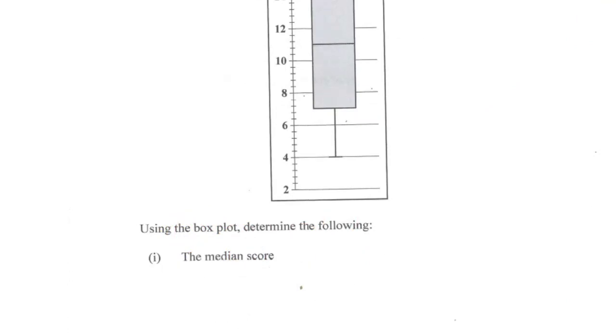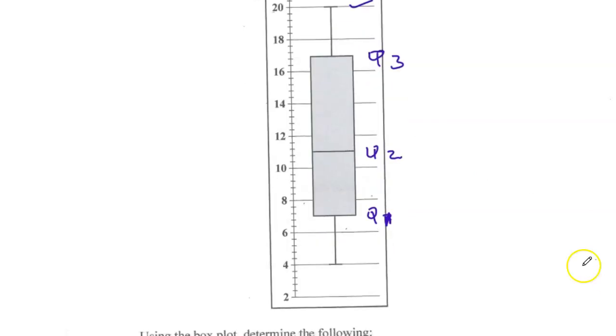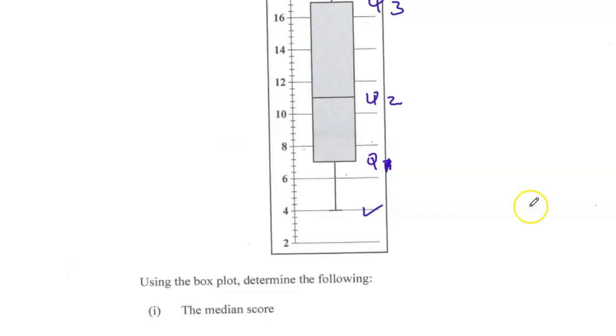So the median, remember, this would be Q1, that's the lower quartile, Q2, the middle quartile, and this is Q3, that's the third quartile. Up here would be the largest number. So the biggest number there is 20, and the smallest number there is 4, right? So the median is the same thing as the middle quartile, Q2.